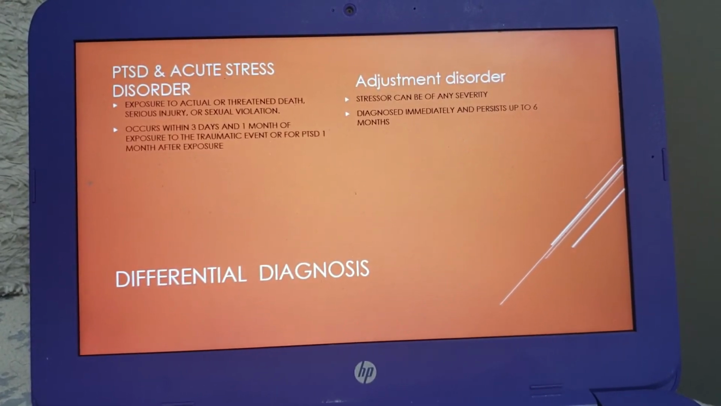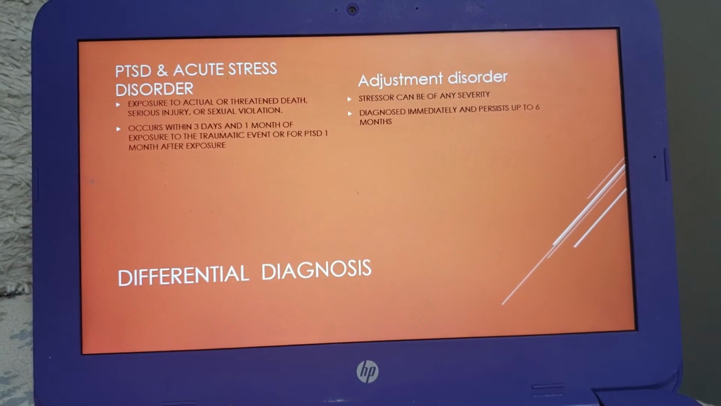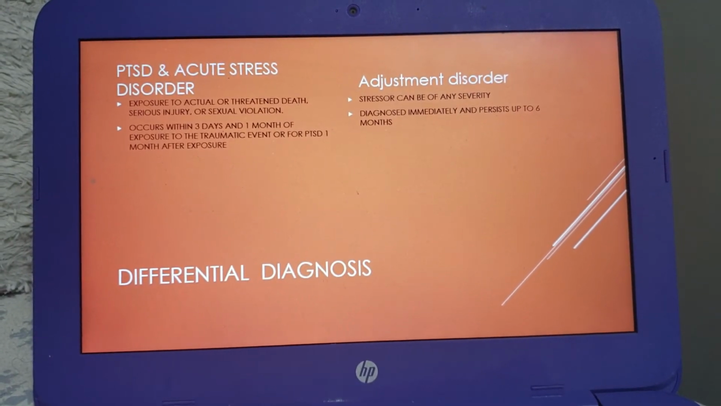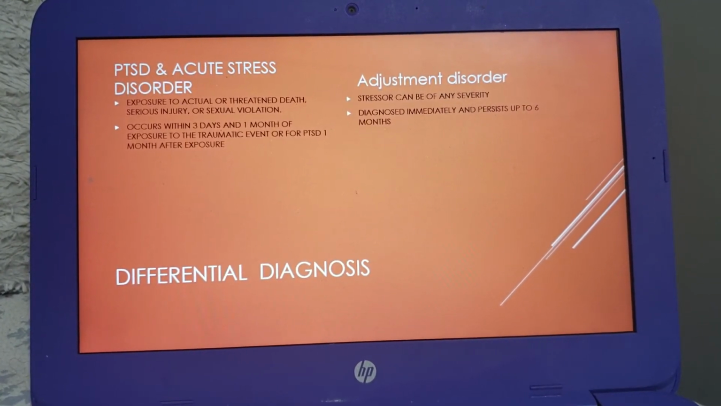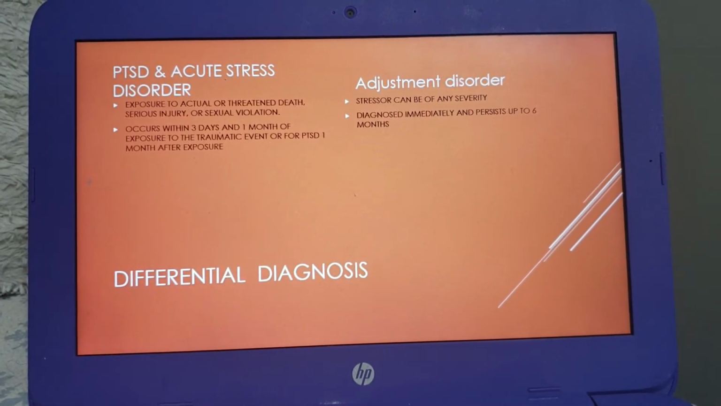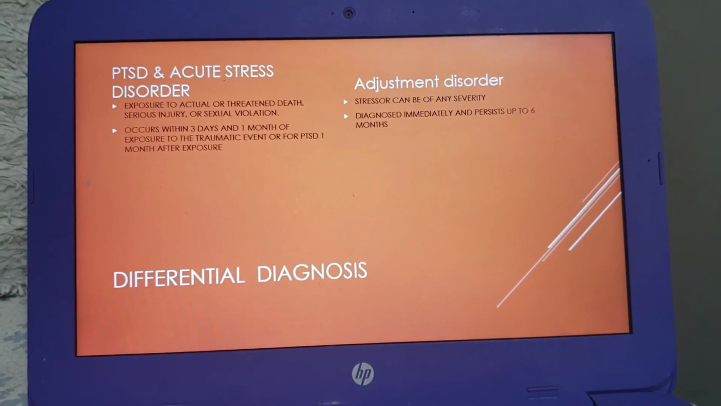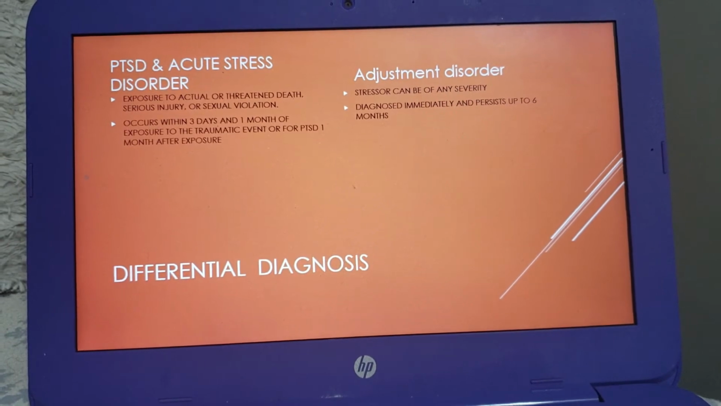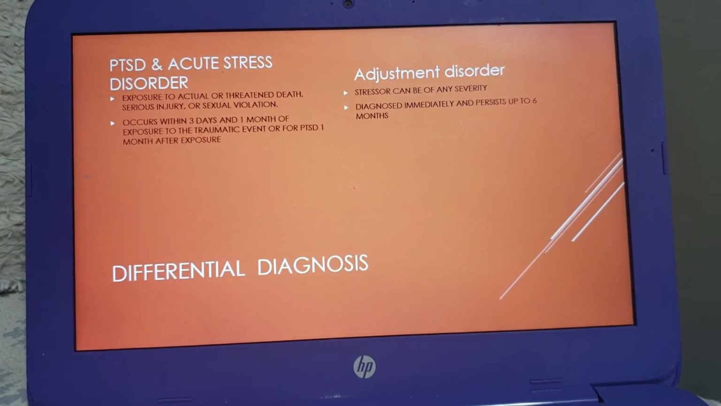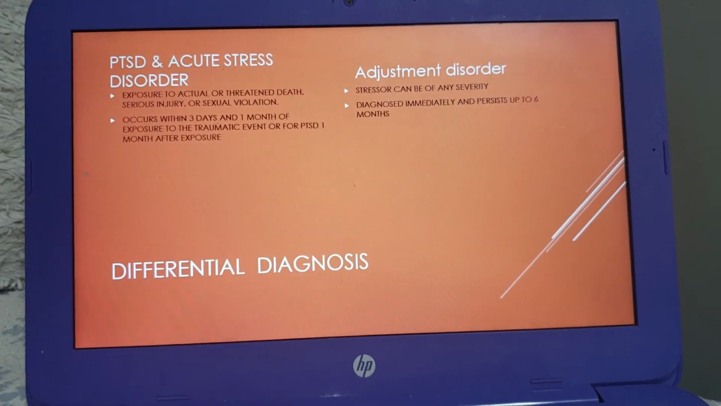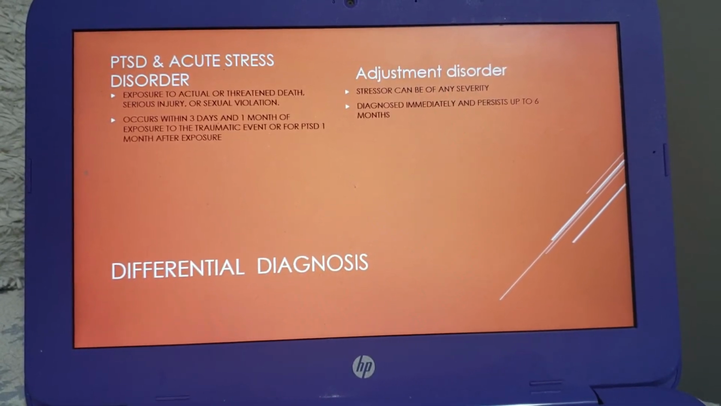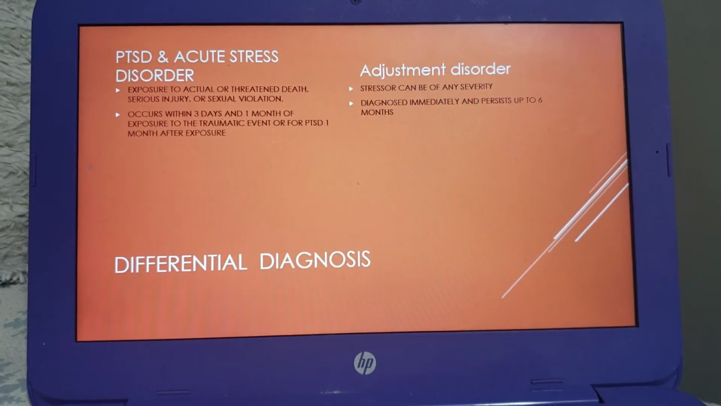For adjustment disorder, it doesn't have to happen to that person directly. It could be any situation. For example, a child may have a sibling born into the family and it's new, and that's an adjustment disorder. Nothing has threatened the child. There's no serious injury or sexual violation.